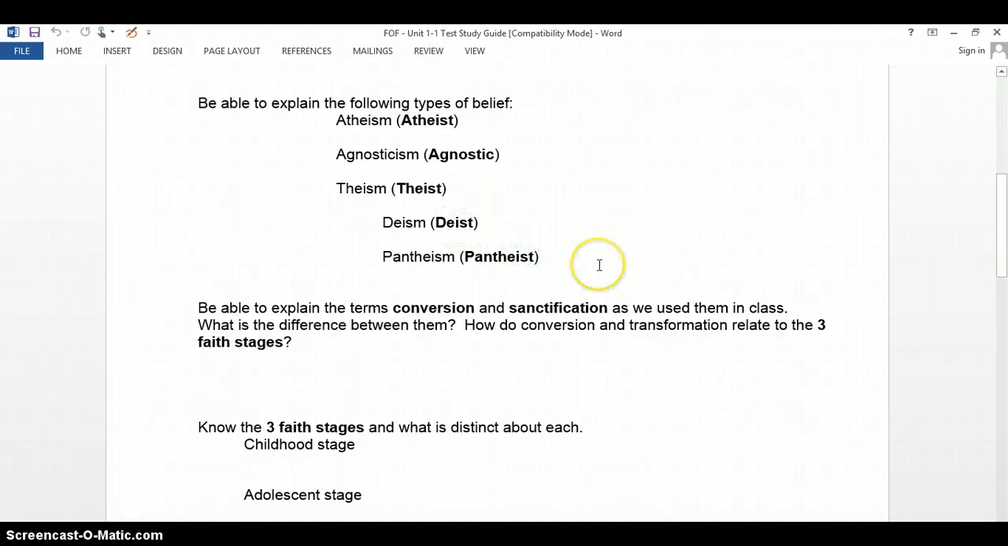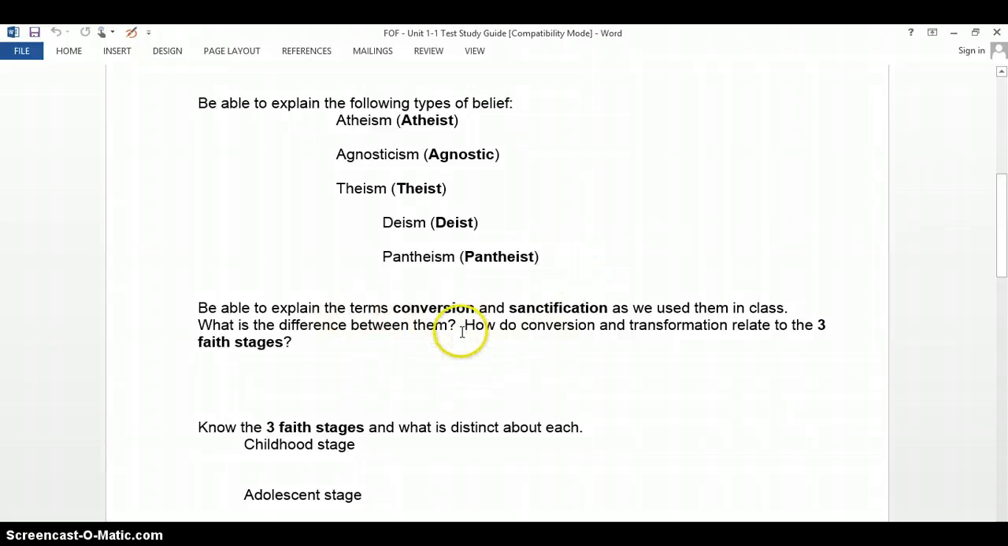And then a pantheist is someone who believes that everything is God and God is everything, not just as Christians believe that God is in everything, but really that God is everything. We're all just part of one big spirit. That's like a Hindu or a Buddhist belief.